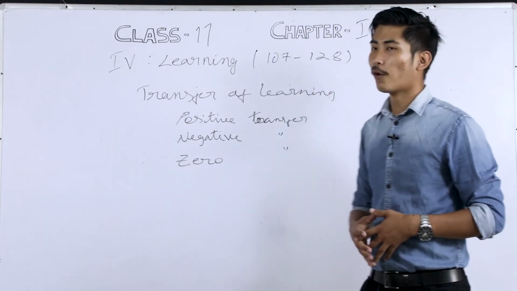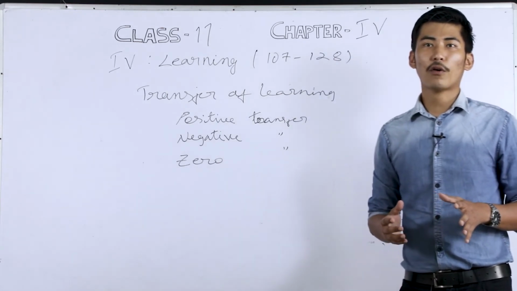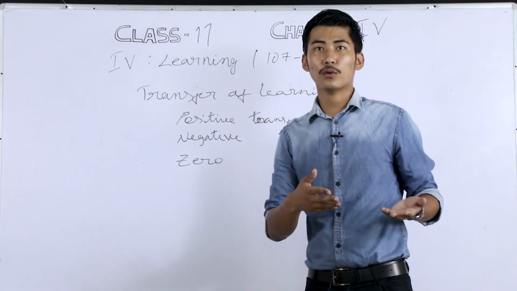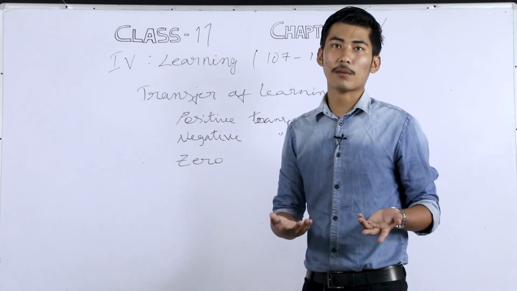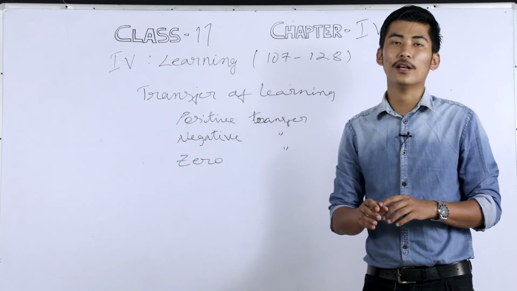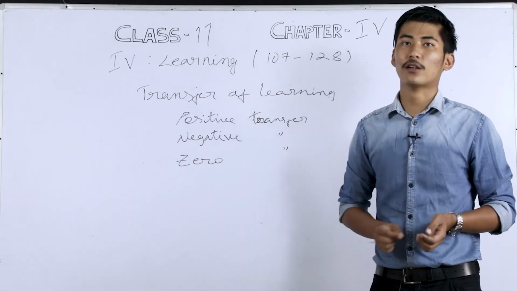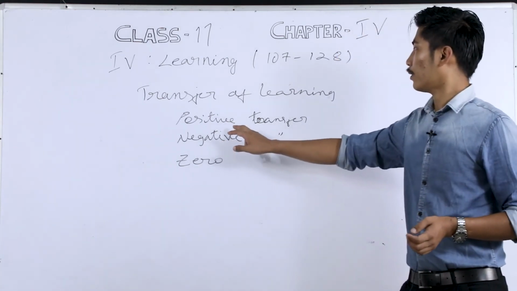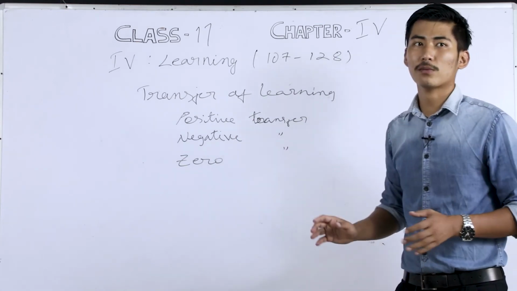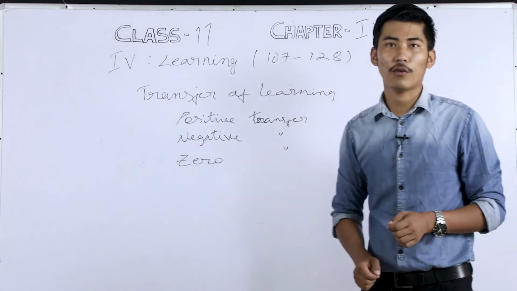And the zero transfer of learning is basically simple. When your past experiences do not help you or do not benefit you, at the same time, it is known as zero transfer of learning. So zero transfer of learning is basically in the middle, the neutral side. Okay, so positive transfer of learning, negative transfer of learning, and zero transfer of learning are the three types that come under transfer of learning.